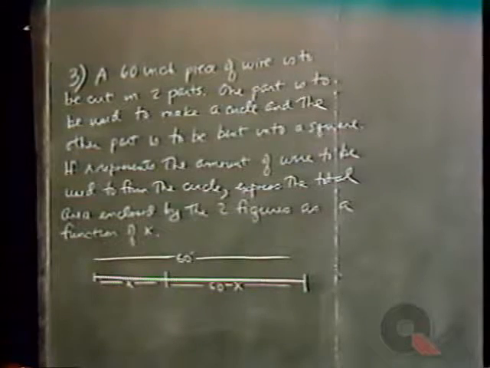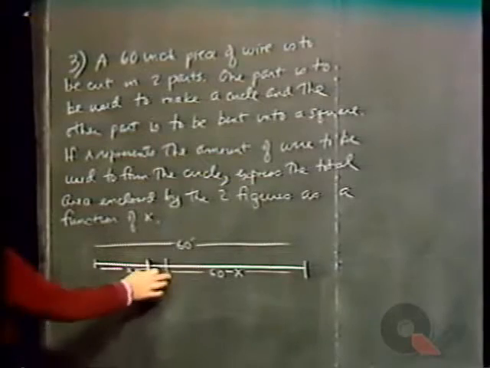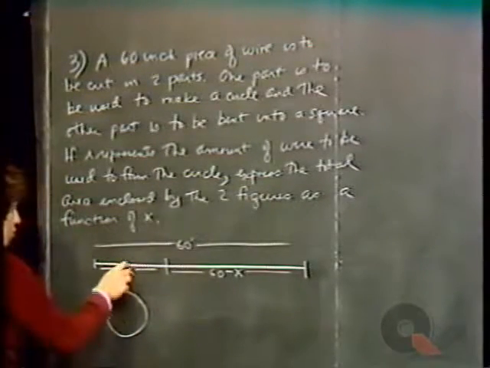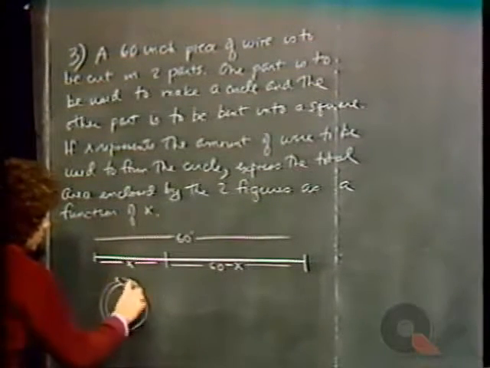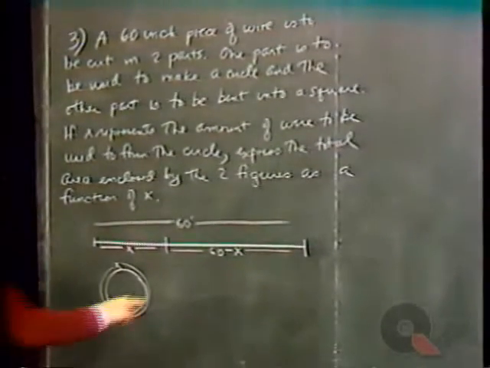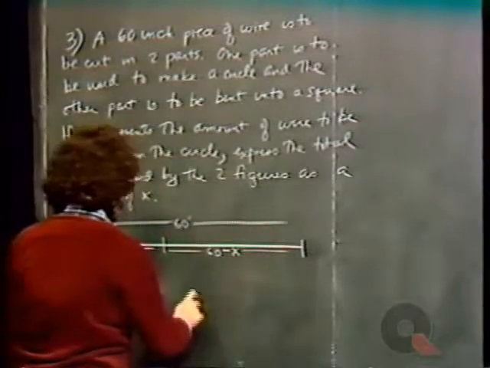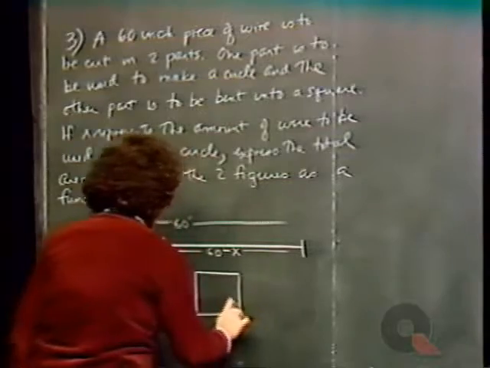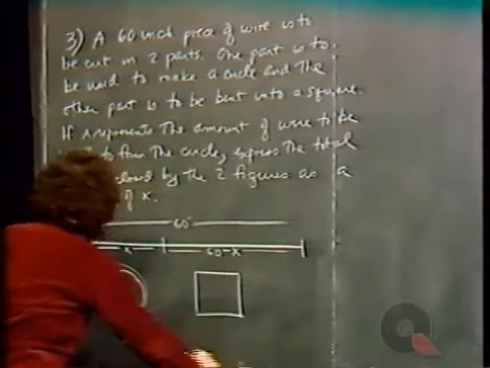Now, x represents the amount of wire used to form the circle. So this x here, we're going to use to form a circle. So x will be the circumference of the circle. Then the 60 minus x, this remainder of the wire, is going to be used to form a square.